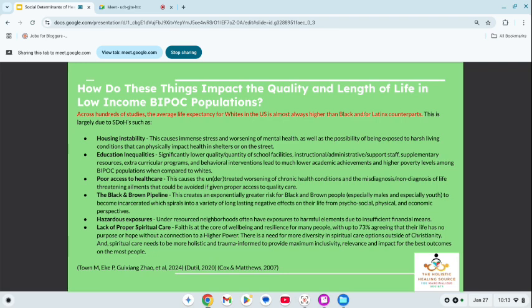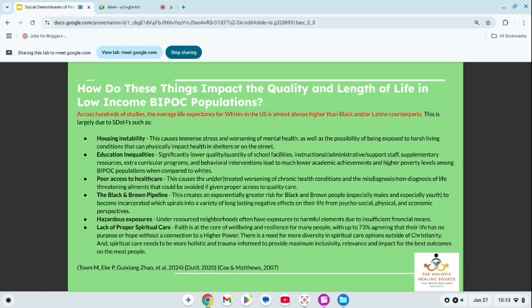The Black and Brown prison pipeline. I'm very passionate about legal system reform. If you watched my doctoral capstone project, I did an entire capstone project dedicated to legal system reform, especially through a holistic lens with a focus on the Black and Brown prison pipeline. This creates an exponentially greater risk for Black and Brown people, especially males and especially youth, to become incarcerated, which spirals into a variety of long lasting negative effects on their life from psychosocial, physical, and economic perspectives.